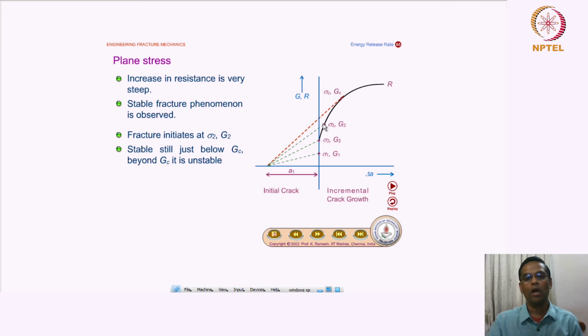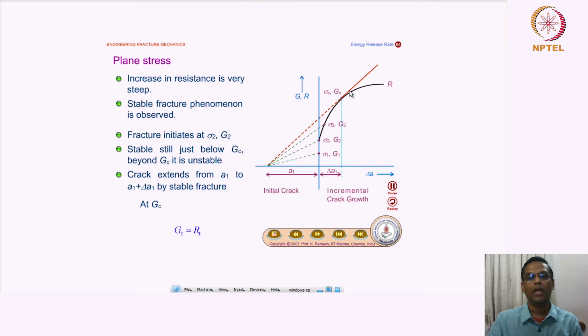Okay. So after that, it reaches critical, G critical. Then what happens? Then the catastrophic fracture continues from here. Fracture initiates at sigma 2, stable still just below GC. Beyond GC, it is unstable. So below GC, at any point, if you remove the load, the structure will not collapse or the crack will not grow. That is why it is called a stable fracture. After GC, it becomes unstable fracture. So crack extends from A1 to A1 plus delta A1 by stable fracture.